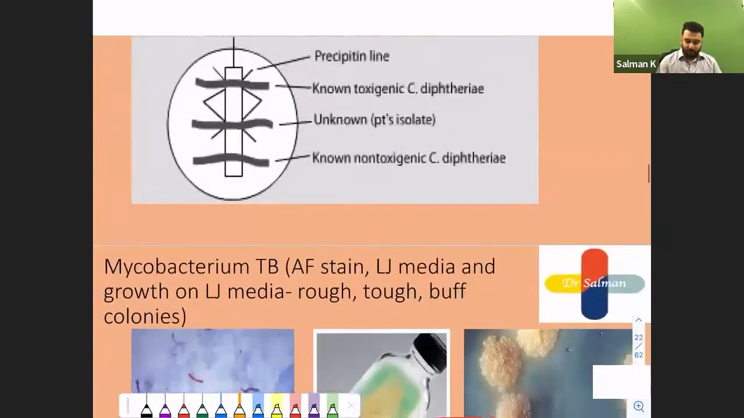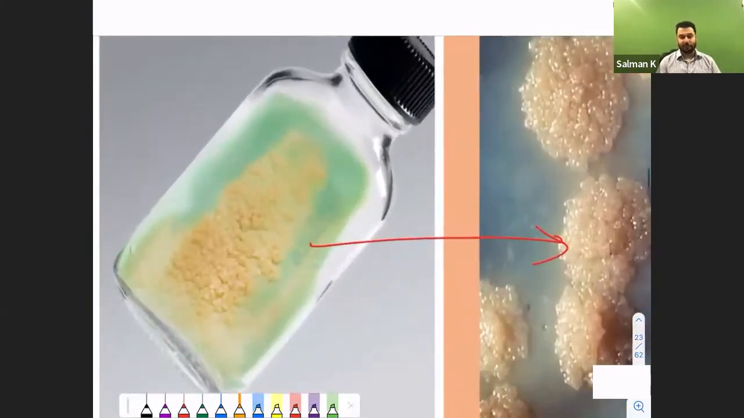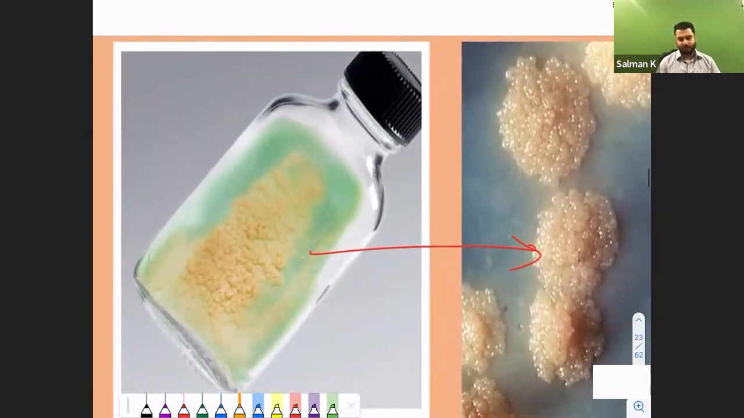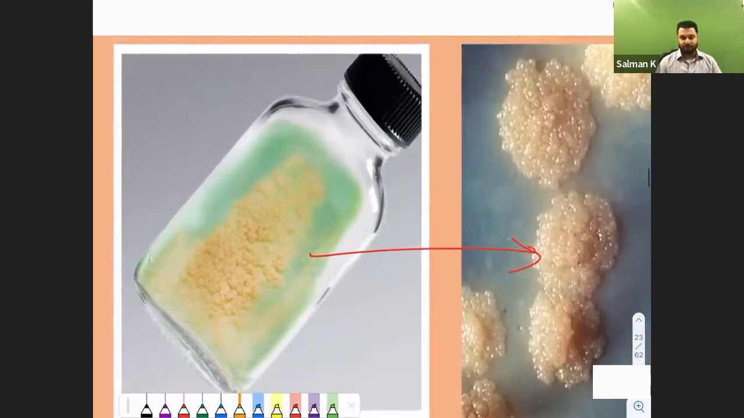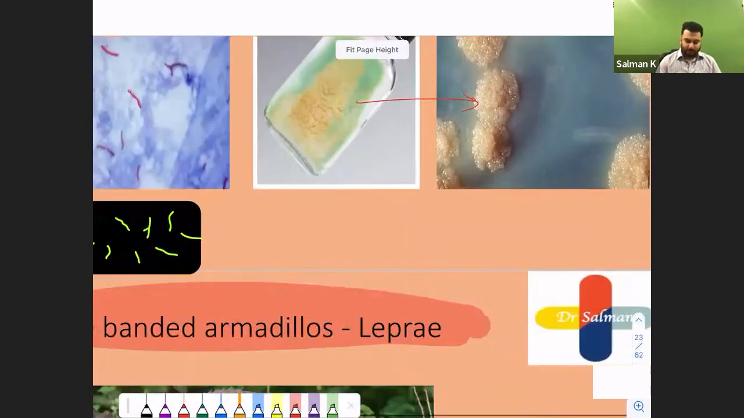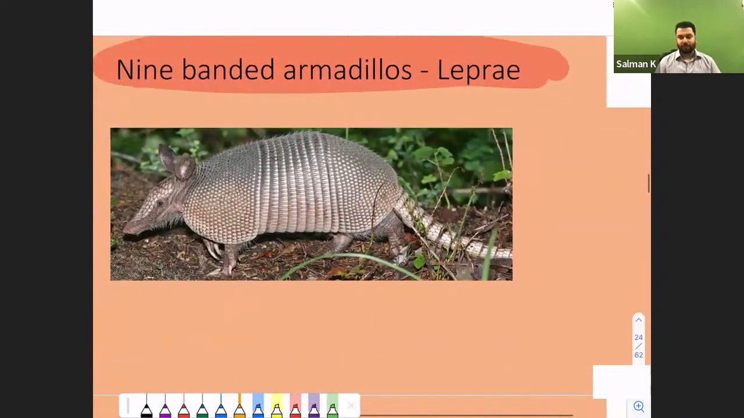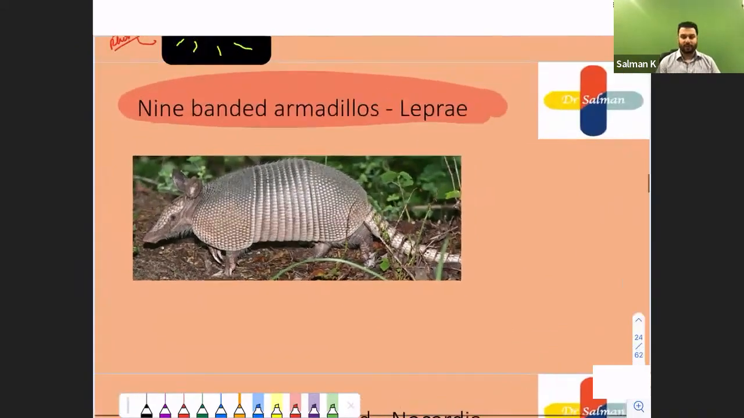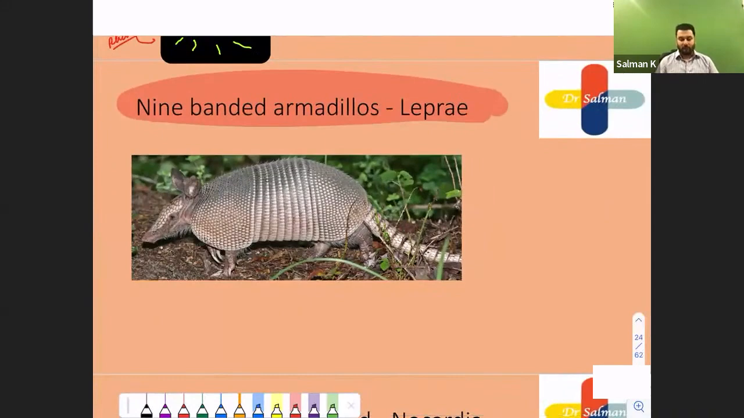TB can be cultured on LJ media. This is the LJ media, the green colored bottle for the tuberculosis organism. It's an artificial media. But leprae, the brother of TB, will not grow in artificial media. You have to use this animal. What is this animal known as? Armadillos. So this is the word that you should know as such.